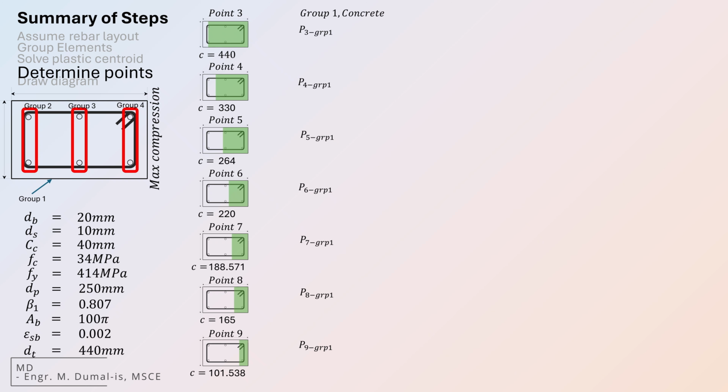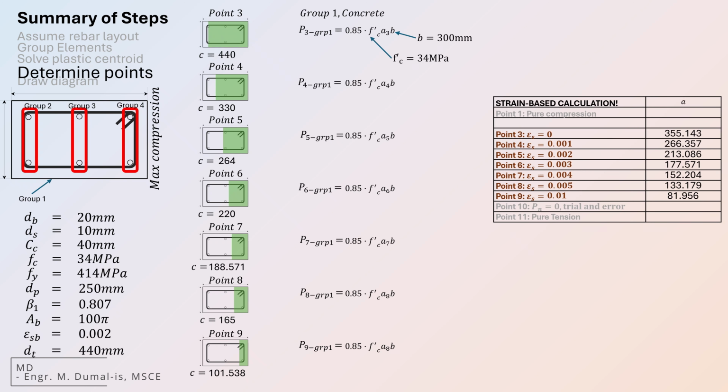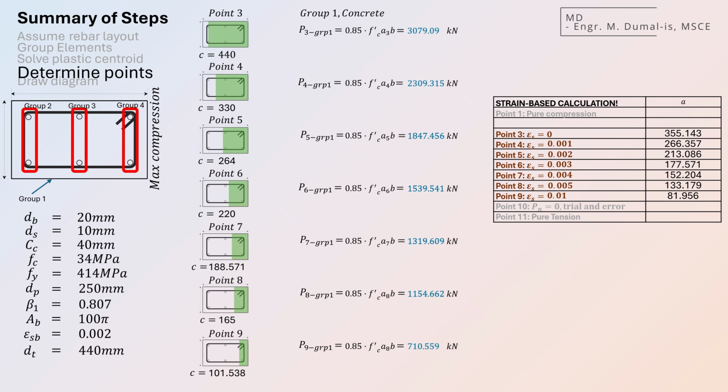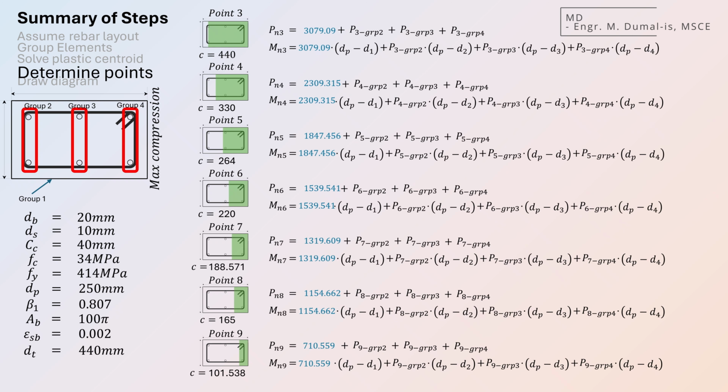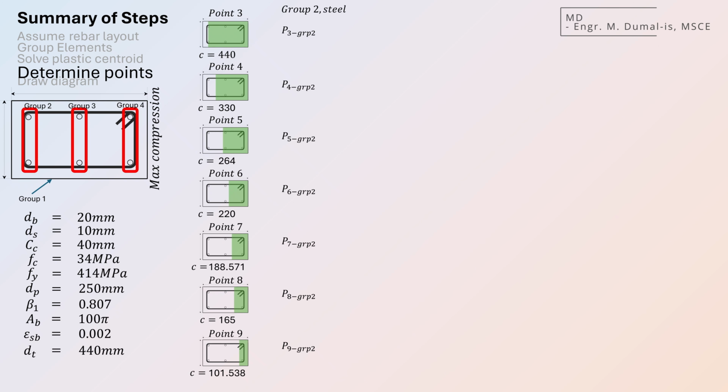Let's begin with group 1, the concrete compression block. The formula for its force is 0.85 times Fc prime times A times the width of column B. Take note that Fc prime and B are constants, while the value of A will vary depending on the point. After performing the computation, here are the resulting force values for group 1 at each point. We now update our table by replacing the force values for group 1 across all points. Let's move to group 2.